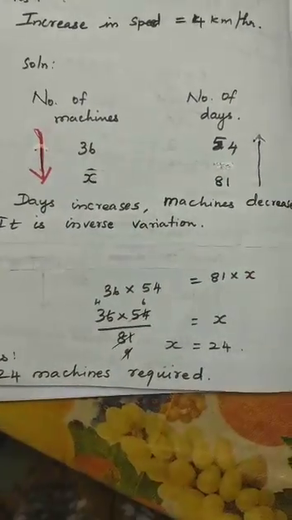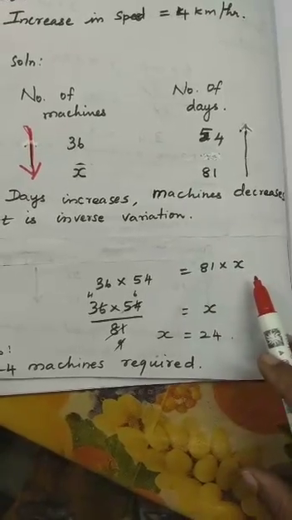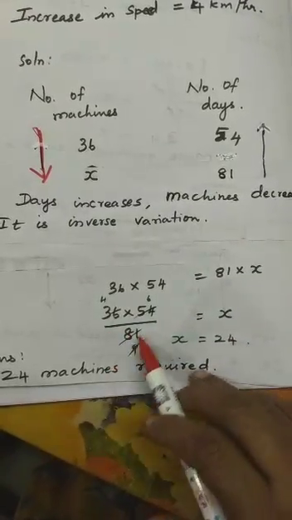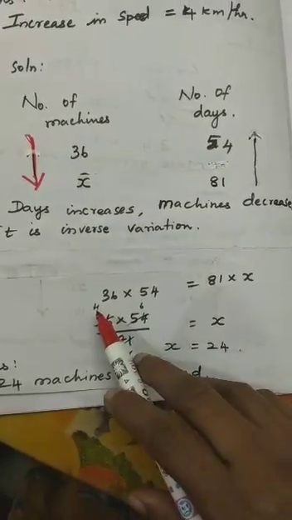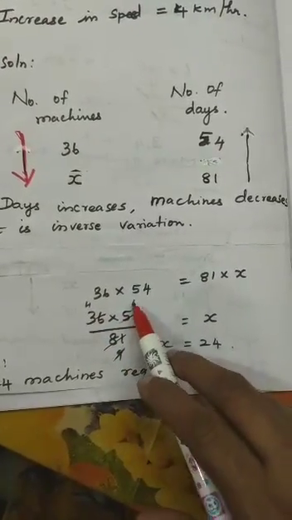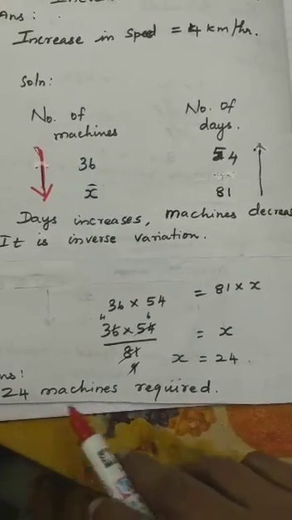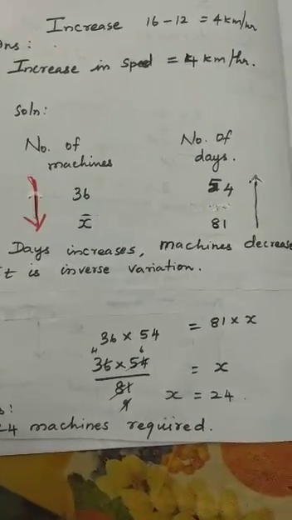It is inverse variation. So 36 into 54 is equal to 81 into x. So you have to cancel 81 and 36, 9 table. 4 times, 9 times. Again 9 6s are 54. 6 4s are 24. So the answer is 24 machines required.